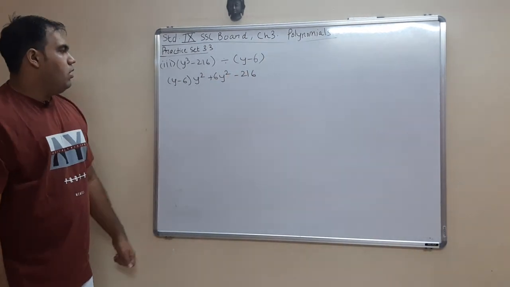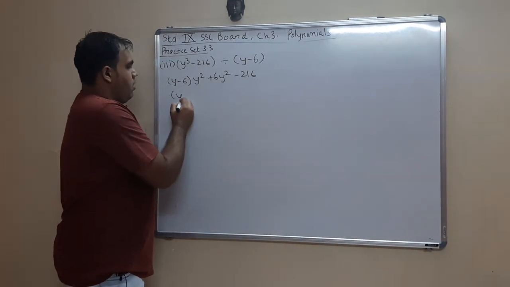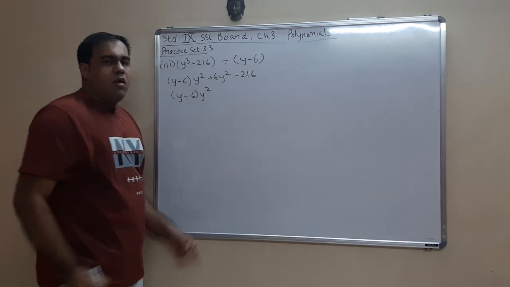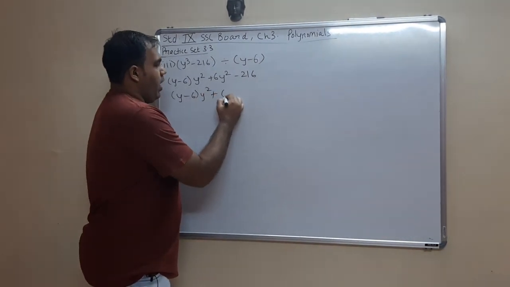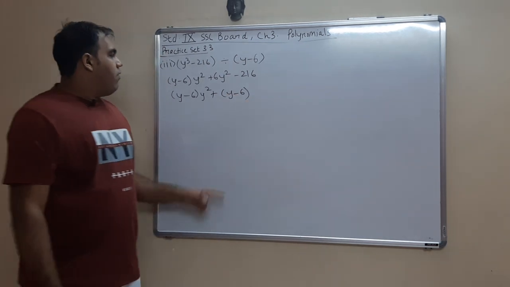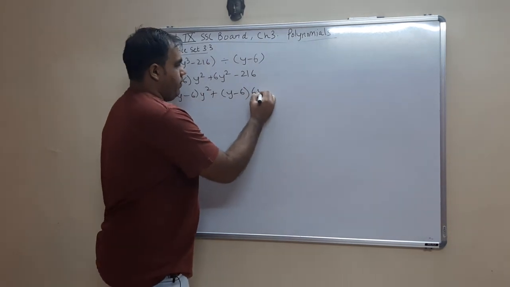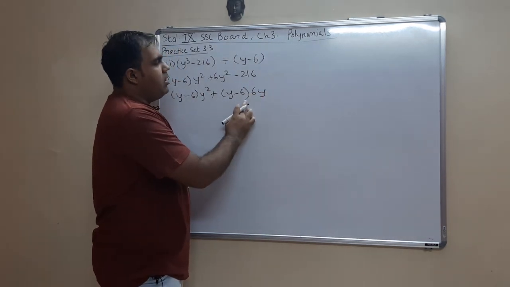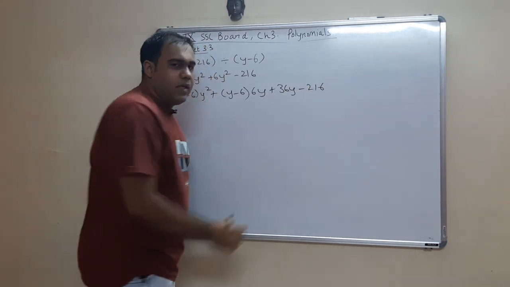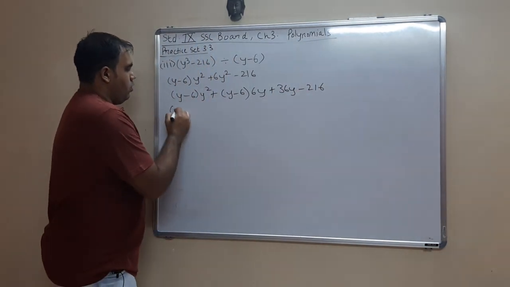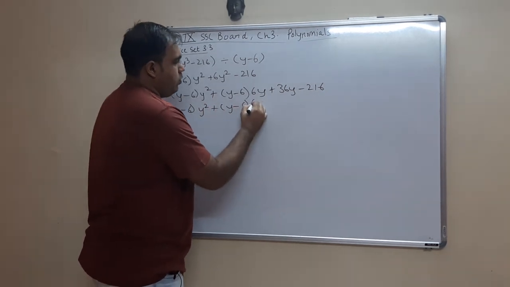Okay, so very easy. Now what we are going to do, we will focus on this 6y square. How can we get y minus 6 from 6y square? So we can write y minus 6 and we just have to multiply this by 6y. So into 6y, we get 6y square minus 36y. So we do plus 36y minus 216. Very easy. Okay. So y minus 6 into y square plus y minus 6 into 6y.